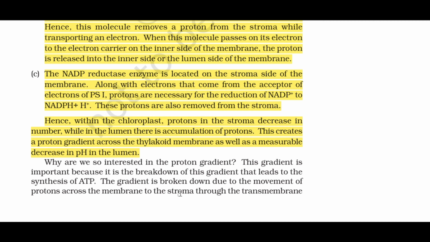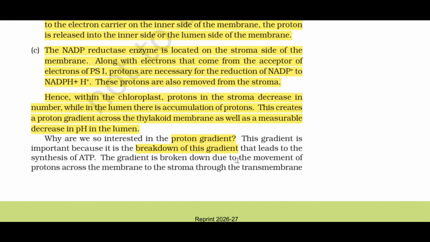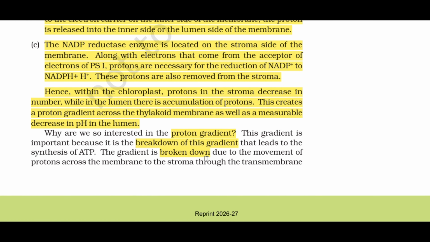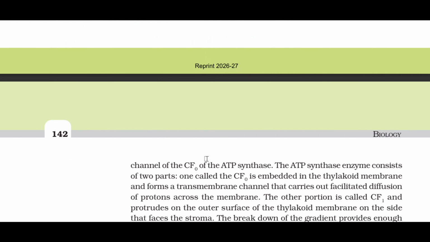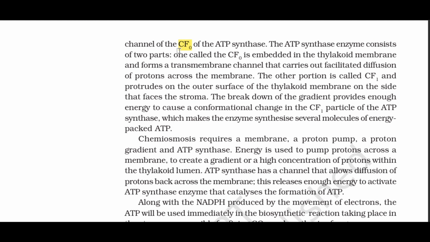Why are we so interested in the proton gradient? This gradient is important because it is the breakdown of this gradient that leads to the synthesis of ATP. The gradient is broken down due to the movement of protons across the membrane to the stroma through the transmembrane channel of the CF0 of the ATP synthase. The ATP synthase enzyme consists of two parts. One called the CF0 is embedded in the thylakoid membrane and forms a transmembrane channel that carries out facilitated diffusion of protons across the membrane.